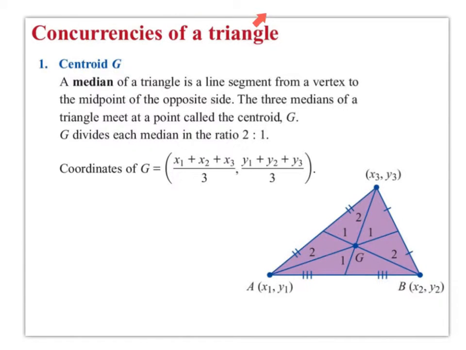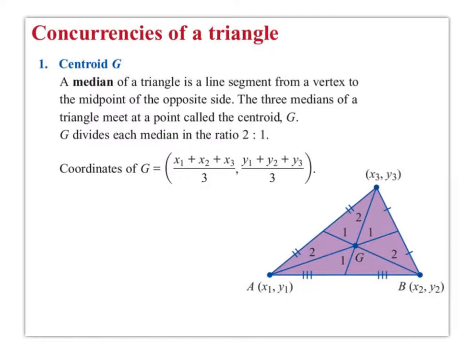Congruencies of a triangle. Centroid, G. So here we have a triangle, and we see that the point G is labelled in the centre. So this is known as the centroid. A median of a triangle is a line segment from a vertex corner to the midpoint of the opposite side.